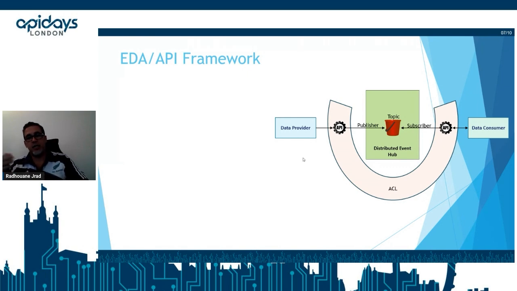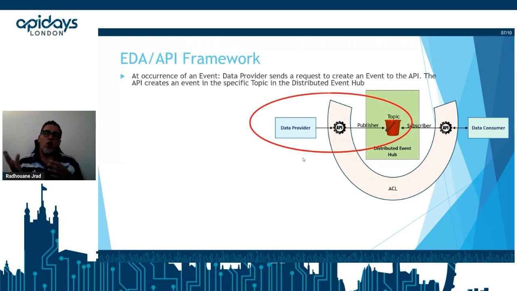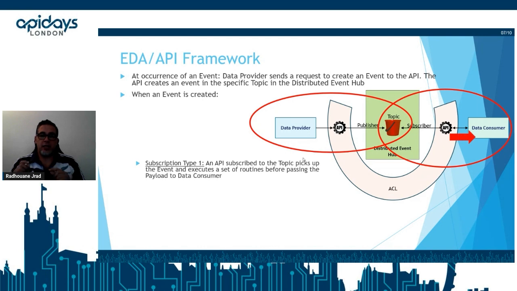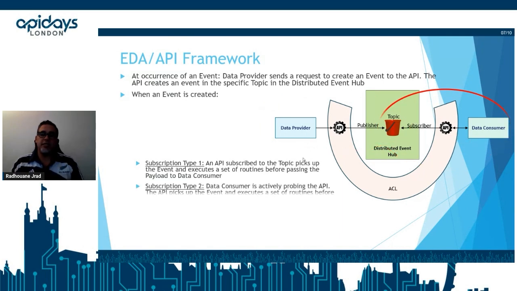Same thing on the right-hand side. Effectively, on one hand, the data provider is sending data requests to the API, and then the API is pushing to the topic in the data hub. On the right-hand side, there are two ways to do it. Either the data consumer is going to be pinged by the API, telling it, hey, I got a message for you, or the API can do some enrichment or whatever, and then go to the data consumer. The other model is the data consumer pinging the API all the time.